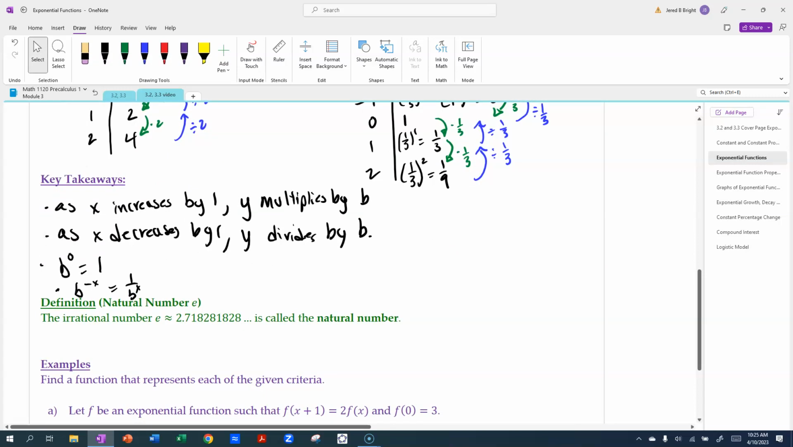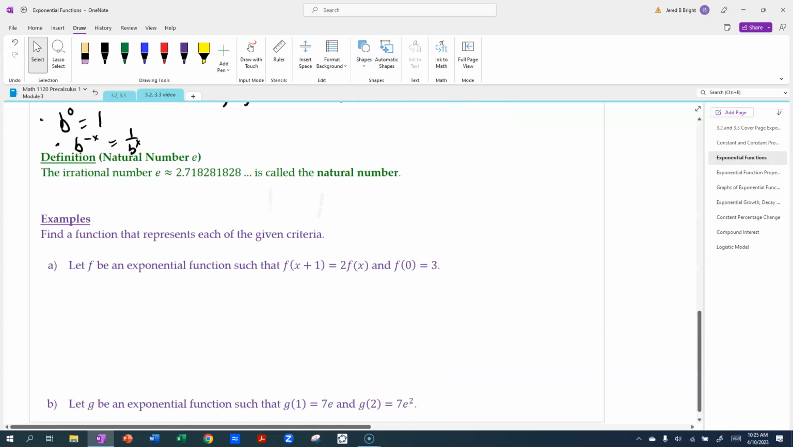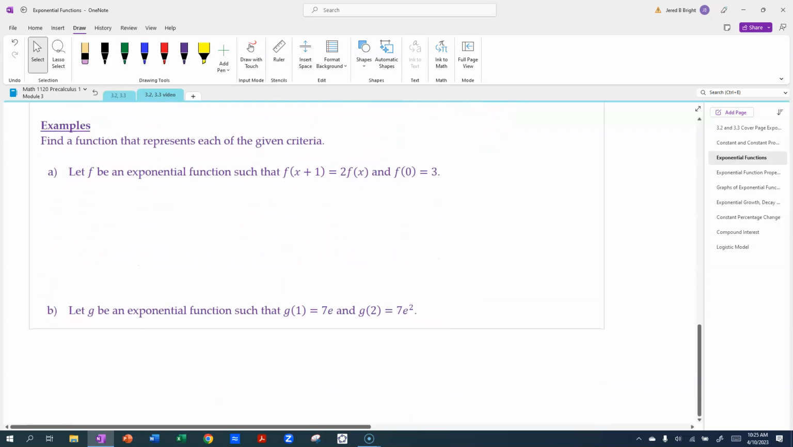All right. One more thing that we need before we go on is defining the natural number e. We're going to see e come up. It is a natural number, it is irrational, it doesn't end, but its approximate value is about 2.718, and it's called the natural number. We'll see that it pops up in certain circumstances. But for now, I just want you to be aware of it. And we're going to conclude with 2 more examples.